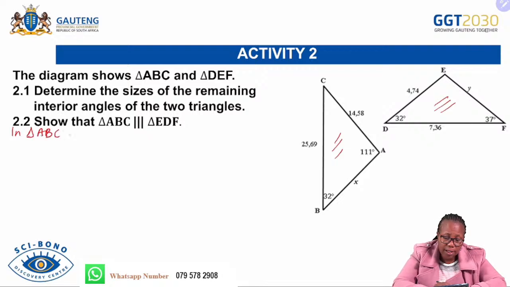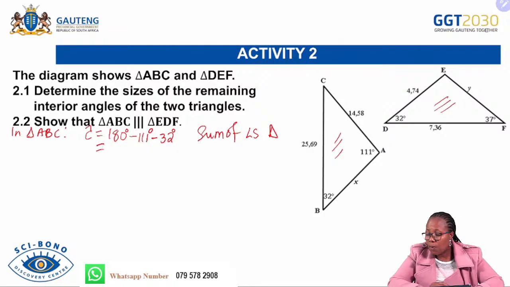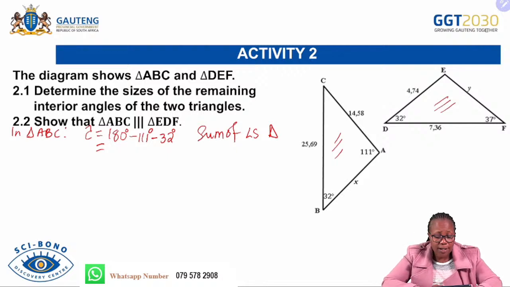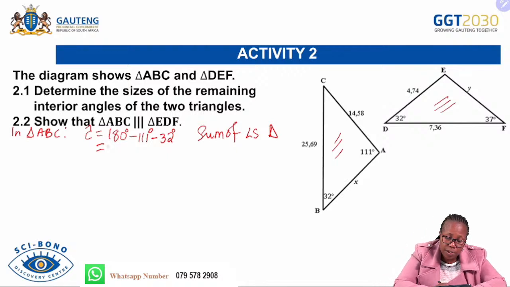Our unknown angle there is C. So angle C will be equal to 180 degrees, then we subtract the given angles. We are given 111 degrees minus the 32 degrees. Where does it come from? Sum of angles of a triangle application. Right. And then now 180, and then we are subtracting the 111 and 32. Therefore, C will be how much? 37 degrees. So we plug in 37 degrees there.